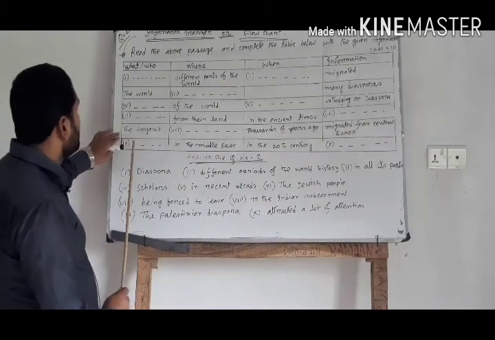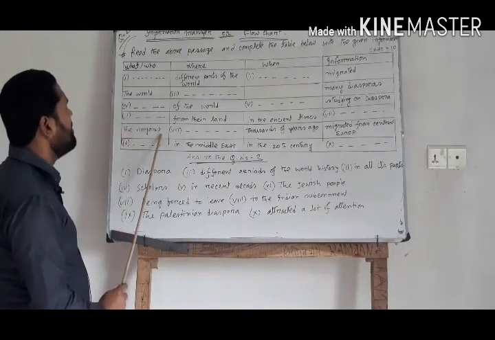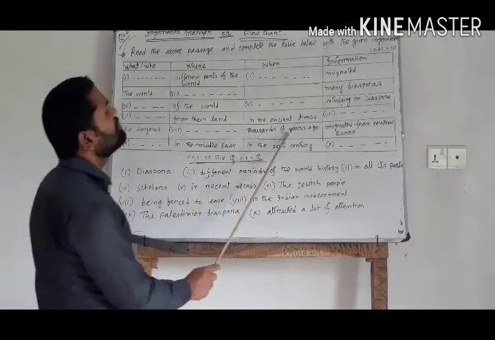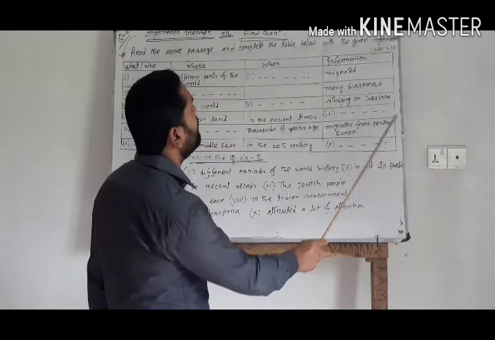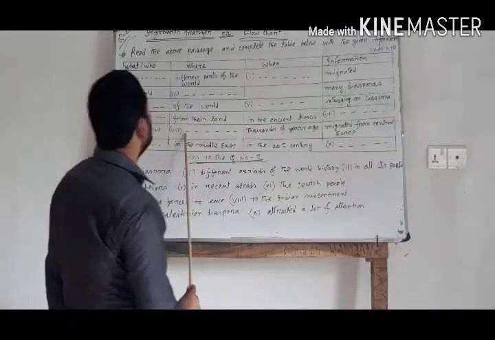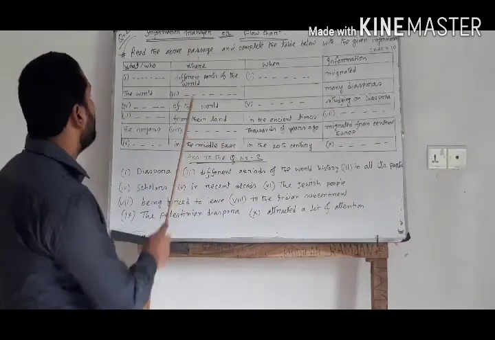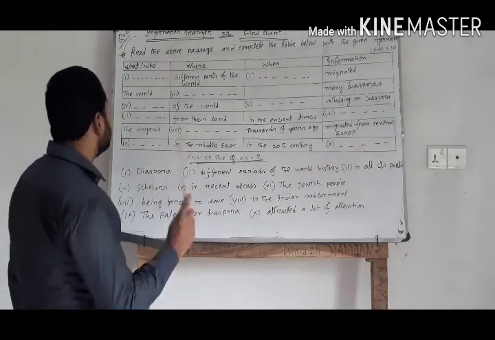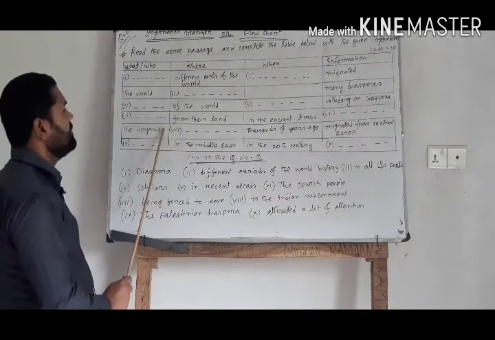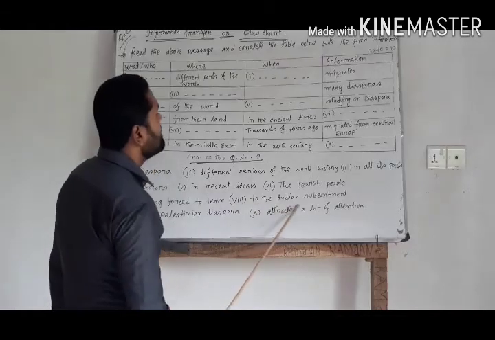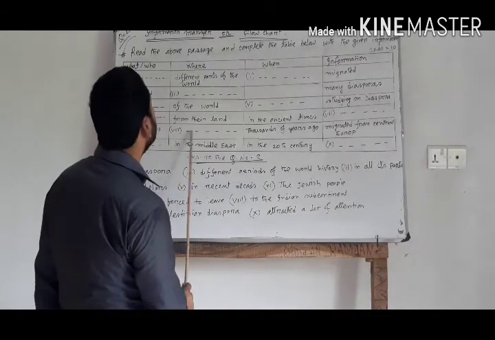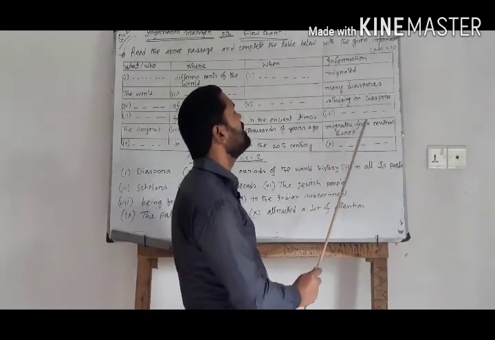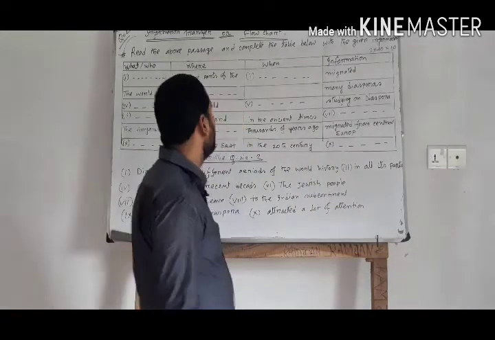Next, look at the board. Number 8: "The Aryans, blank, thousands of years ago migrated from Central Europe." Here we have to find out the place. Go through the passages again and find out the sentence: "The Aryans to the Indian subcontinent thousands of years ago migrated from Central Europe."